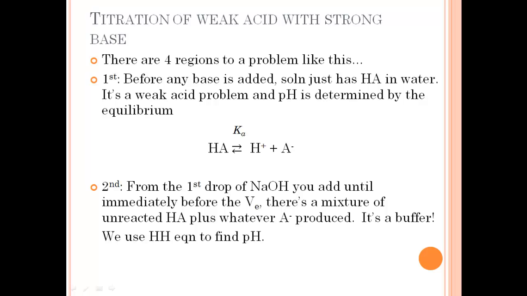The second part of a weak acid with strong base titration is from that first drop of strong base that you add until immediately before the equivalence point. There's a mixture of unreacted weak acid plus whatever conjugate base that's produced. That should remind you, it's exactly like a buffer. So what we'll use is the HH equation to find the pH.